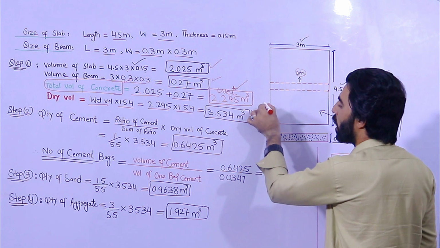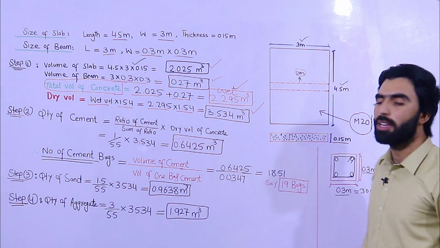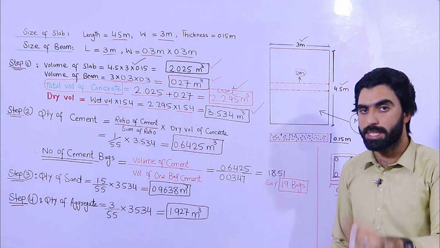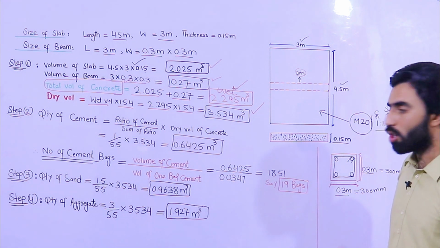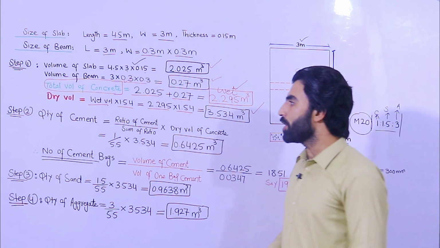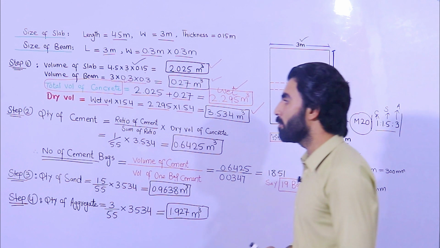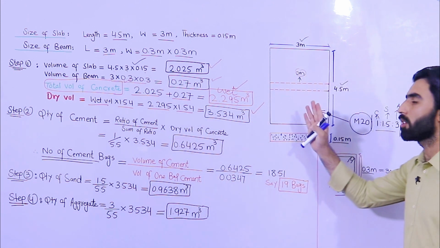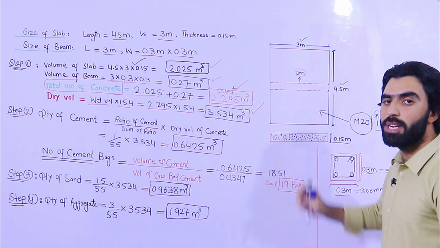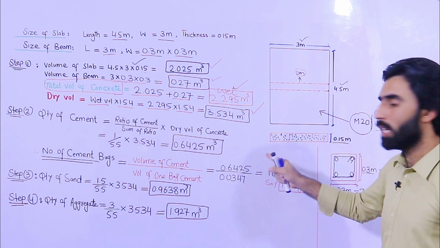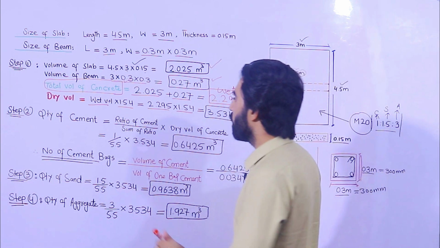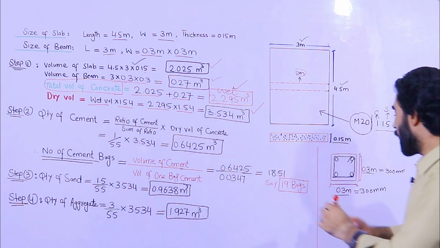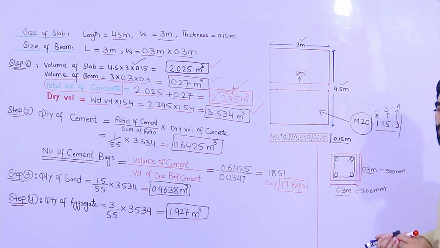So this is the dry volume of concrete, from which we will find the quantity of cement, sand and aggregate. Got it? Next, you can see the quantity of cement. How much cement is required to complete this RCC slab as well as its middle beam? As you know, we are using M20 grade concrete, whose ratio is 1:1.5:3.